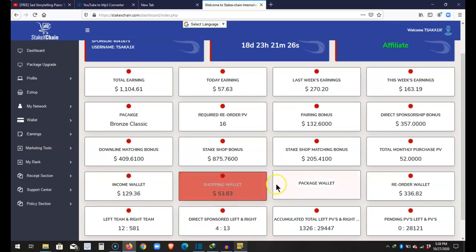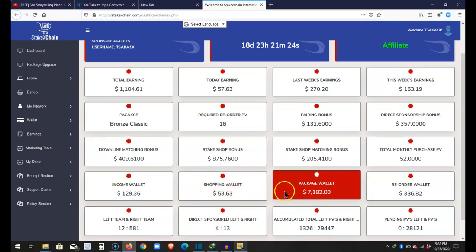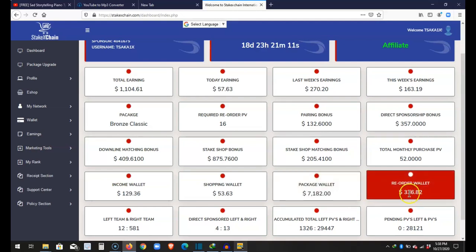Now watch this next one, which is the package wallet. Very important. It shows the amount of cash available for registration. Okay, that's the amount of cash available for registration, and this one too is not withdrawable. It's not withdrawable.